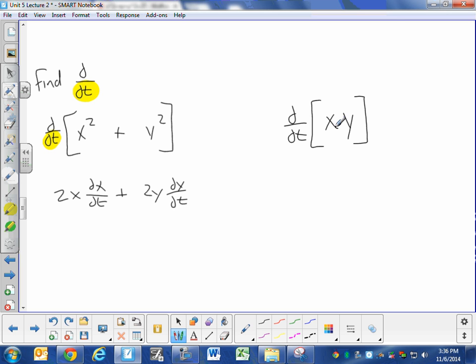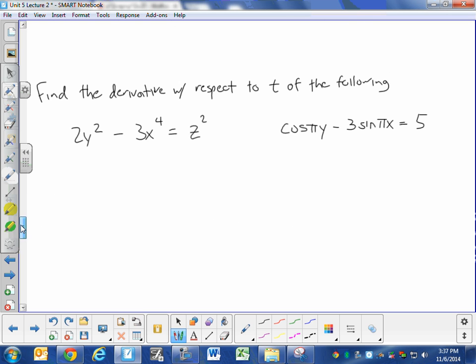The product, what used to be the derivative of x was just always 1, and you just worried about y, is now the derivative of x with respect to t. Exactly. I'll go f prime g. I'll just order it differently. Plus g prime f. But exactly what you got. Okay? One more. We could have x's, y's, and z's. 2y squared minus 3x to the fourth equals z squared.